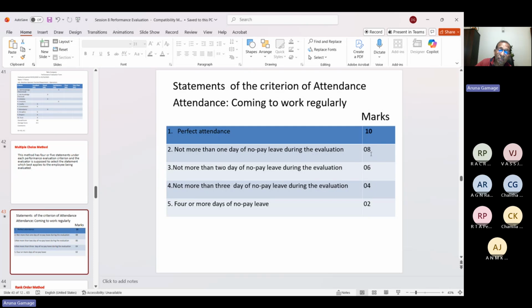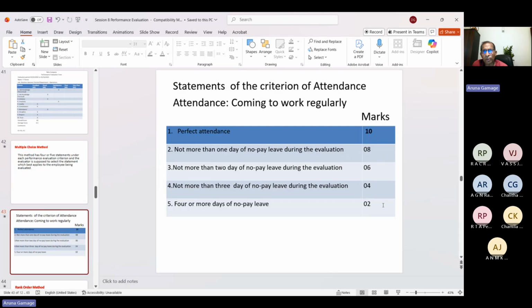So shall we give 8 marks then? Not more than 2 days of no pay leave during the evaluation, 6 marks. Not more than 3 days of no pay leave, 4. 4 or more days of no pay leave, 2. Right, so you can ask the evaluator to select the best option that applies to the particular employee. Suppose there is a particular employee named A. A has taken 2 days of no pay leave. How many marks does he deserve? 6 marks.